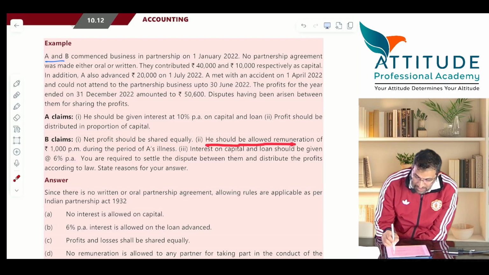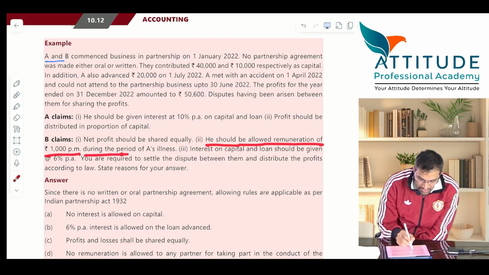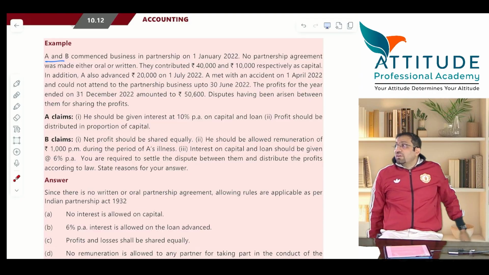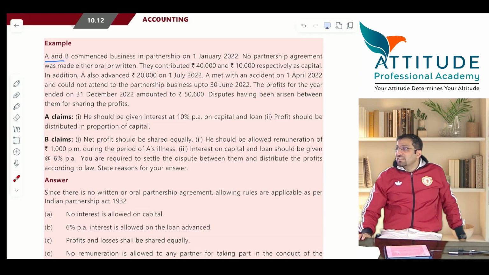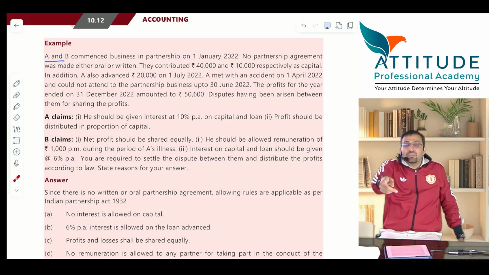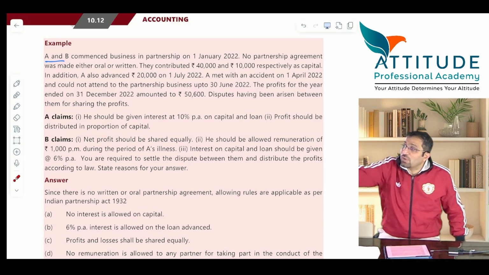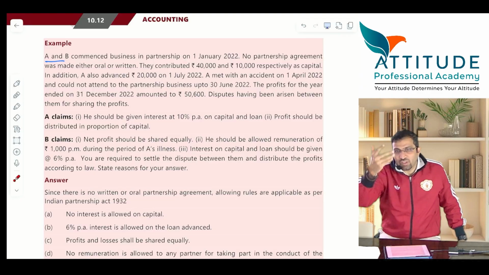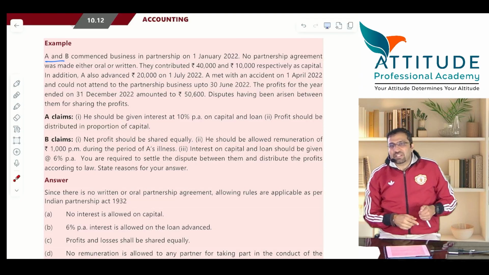Second, he should be allowed remuneration of 1000 per month during the period of A's illness. A had the accident, so B is saying, I have done the work, you are not there sir, so I want a salary of 1000 per month. Go and check what is written in the partnership deed. Is anything mentioned? Nothing. You will not get, you cannot claim 1000, you will not get salary, bonus, commission, nothing.